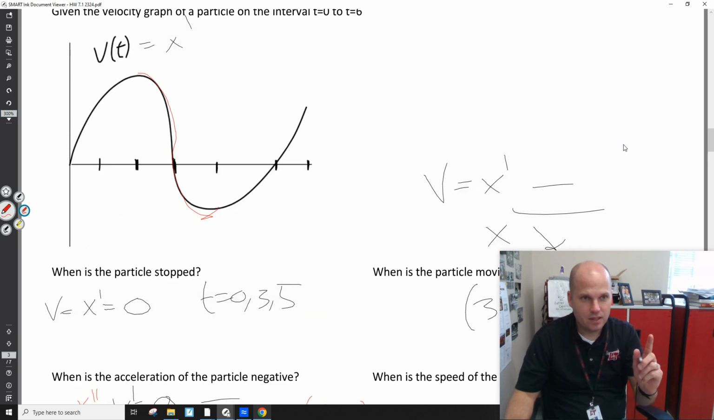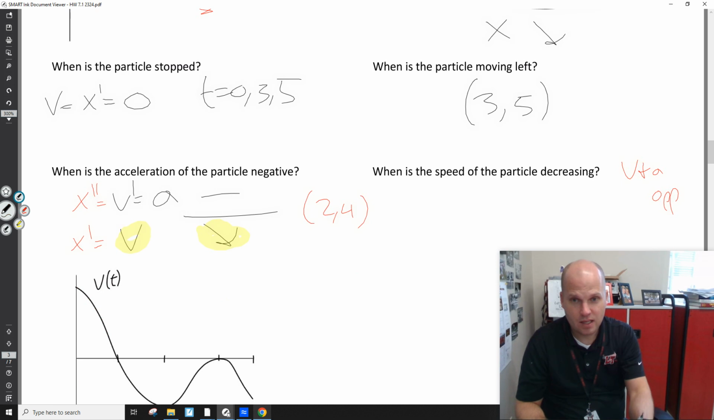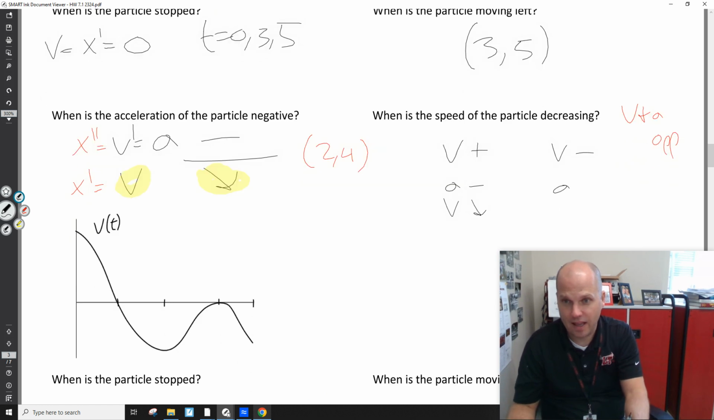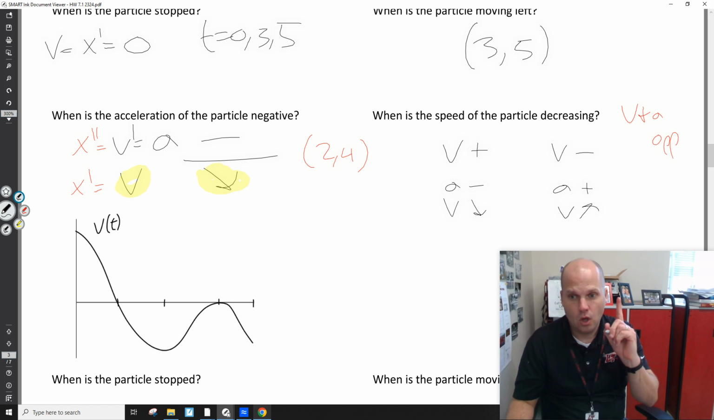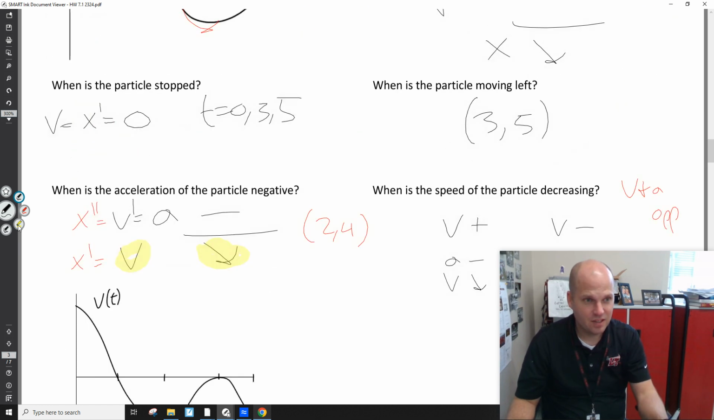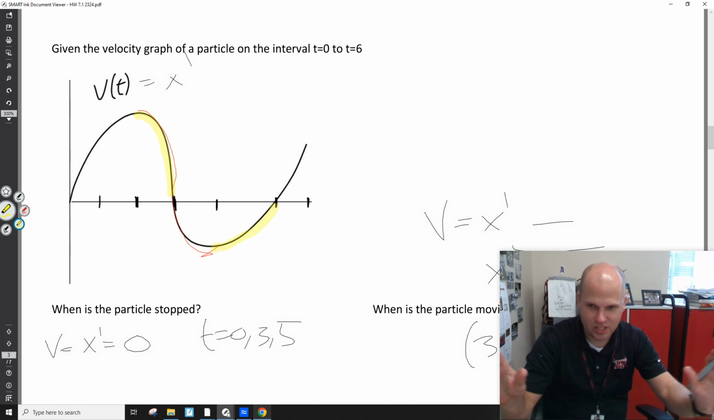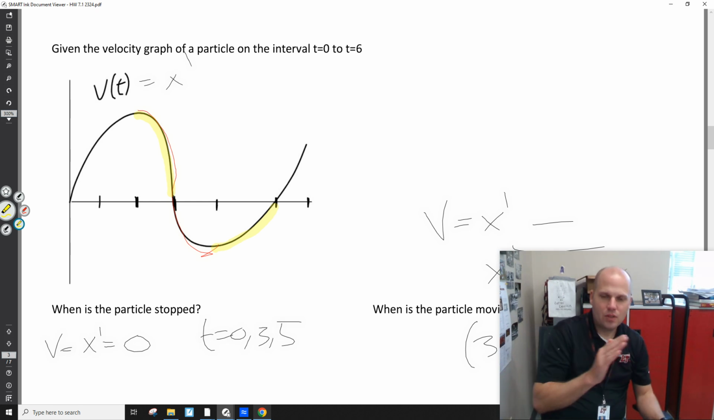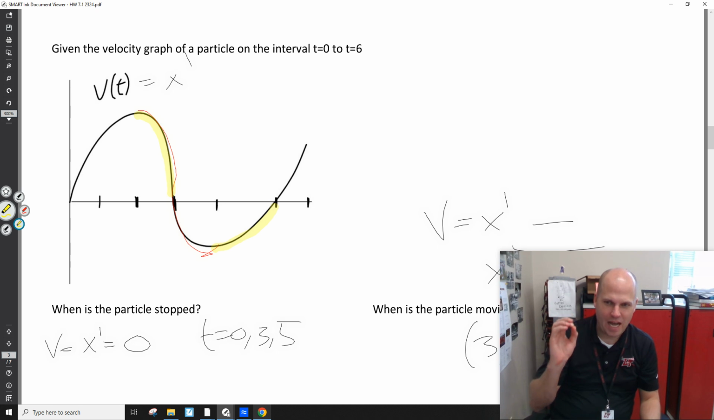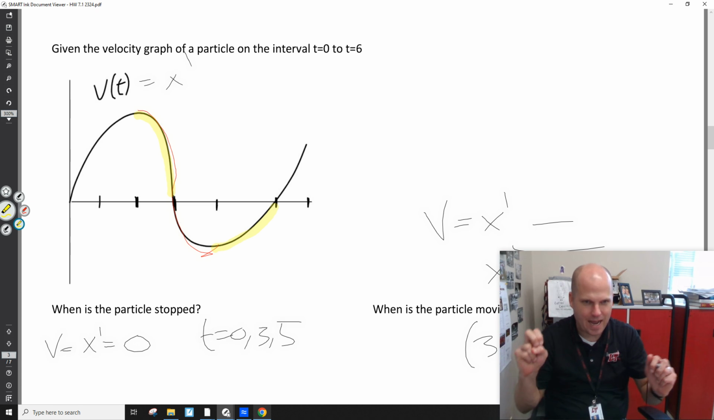You can say, when is your velocity positive and decreasing? Or you could say, when is your velocity negative and increasing? Positive and decreasing, negative and increasing. What do I see here? This is the interval in which my velocity values are getting closer to 0. I'm going towards a stop.